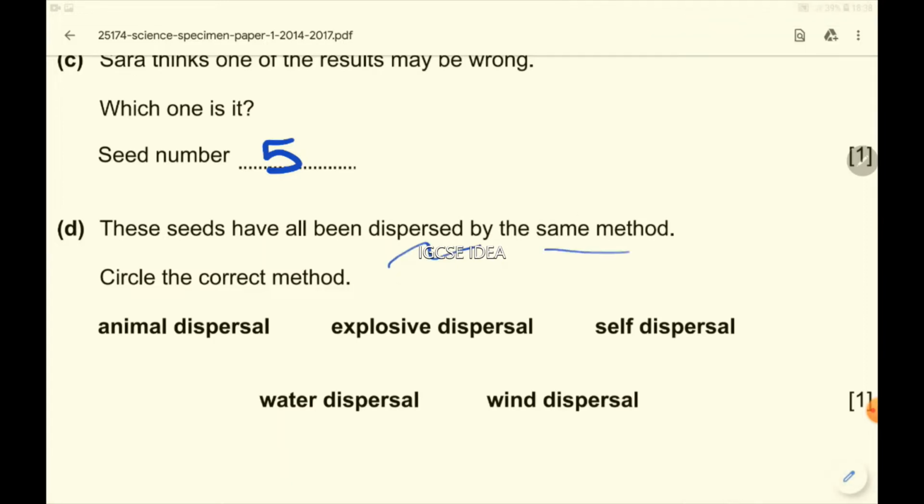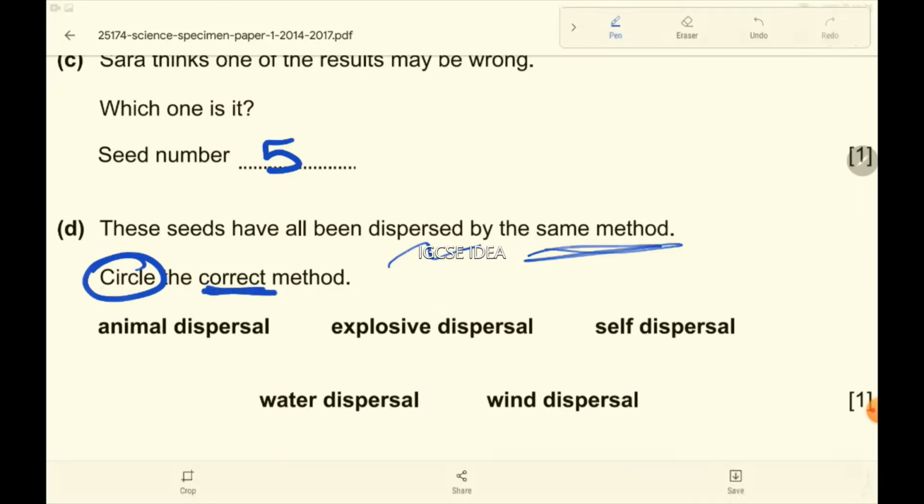These seeds have all been dispersed by the same method. Circle the correct method. Animal dispersal? No way. Explosive dispersal? No. Self-dispersal? No. Water dispersal? No. And the correct one is wind dispersal.